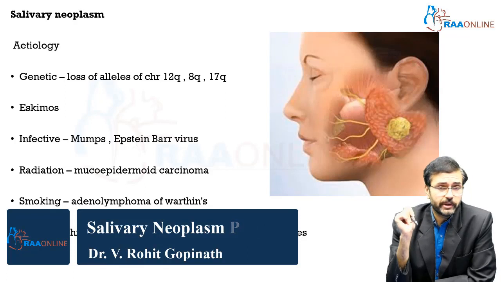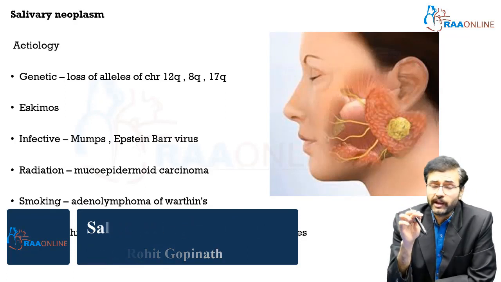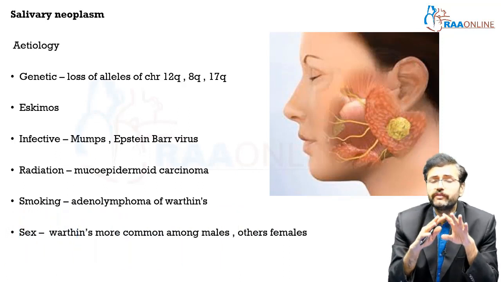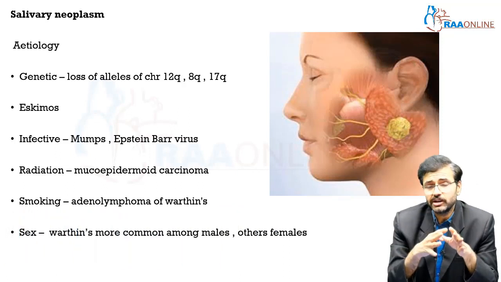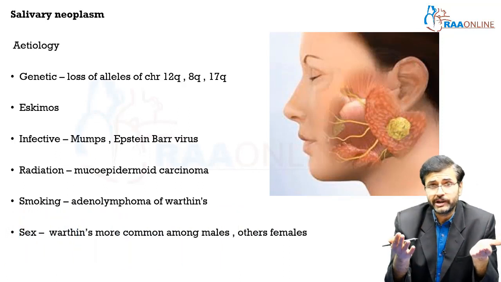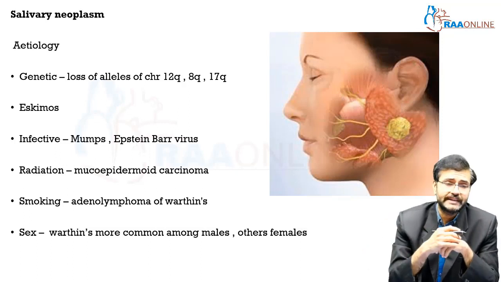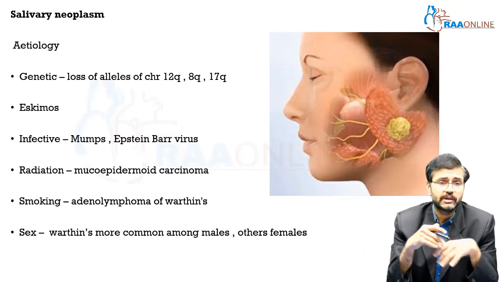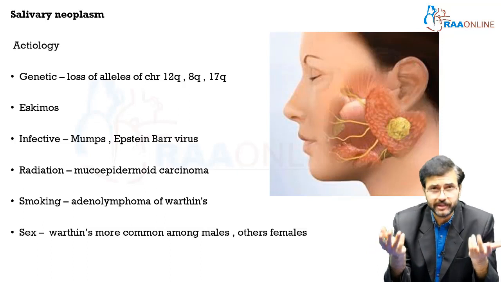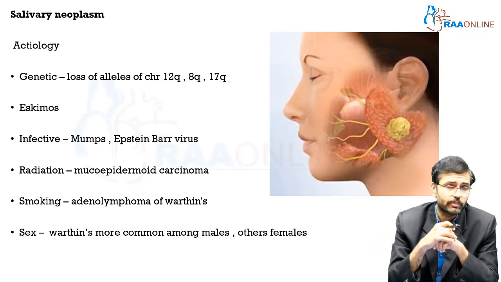I am Dr. Rohit Gopinath, and today we will be discussing salivary neoplasm. Now, salivary neoplasms are said to have a varied etiology. It can be genetic, sometimes it can be environmental or dietary changes related, it can be infective, radiation induced, and certain habits are known to cause salivary neoplasms.